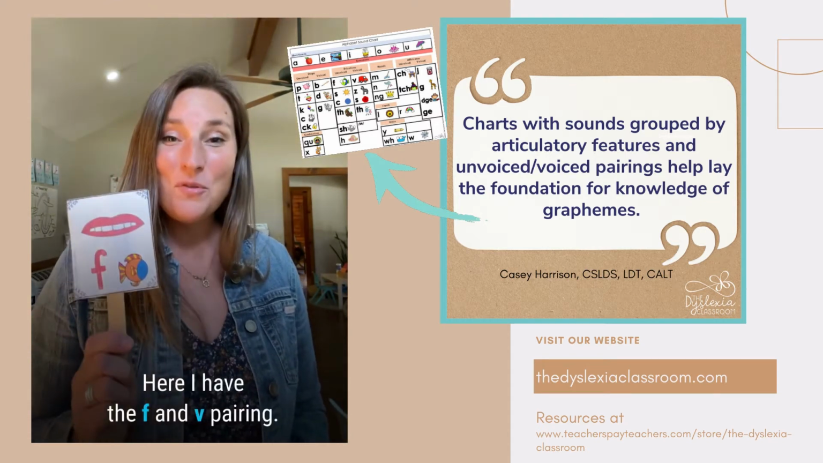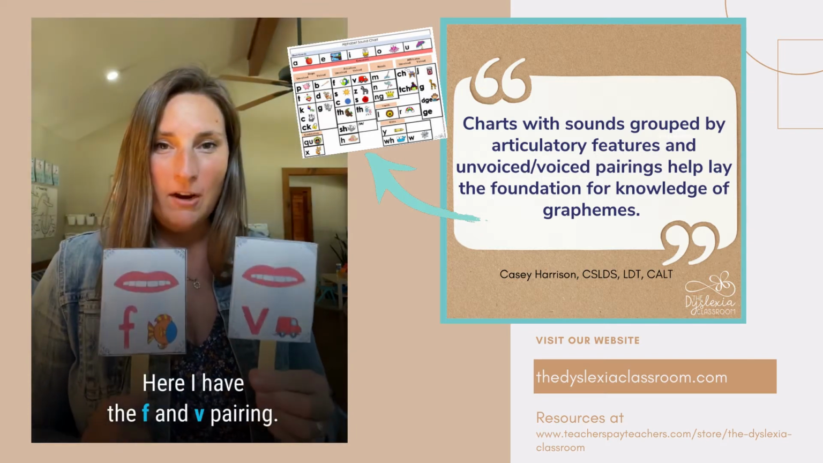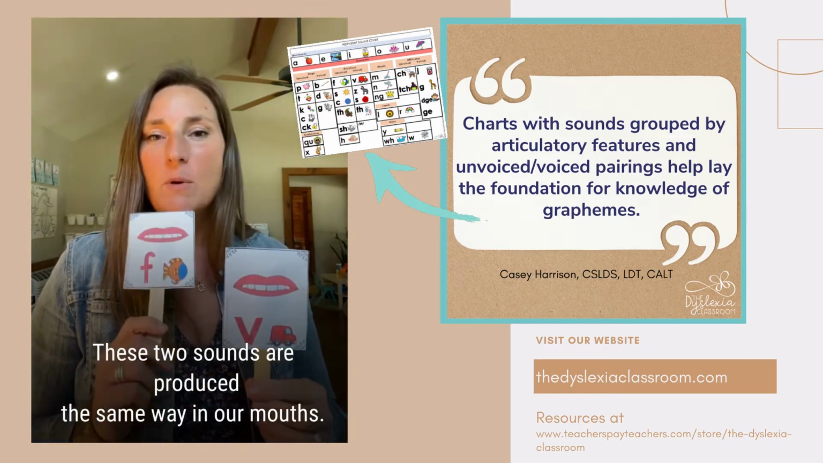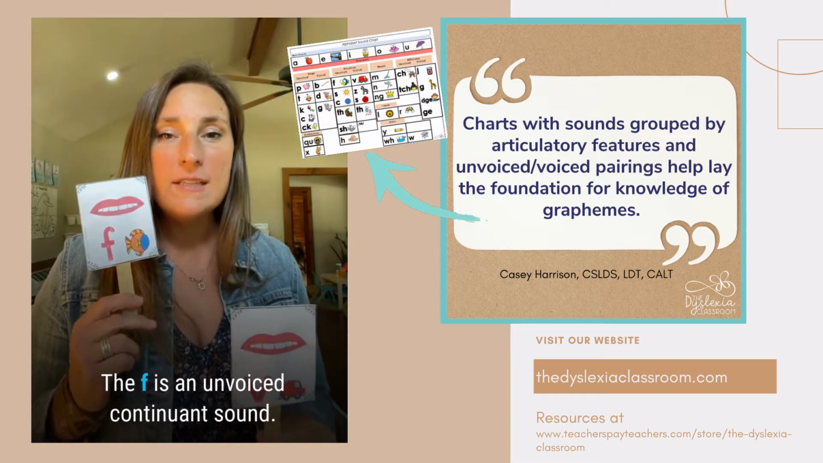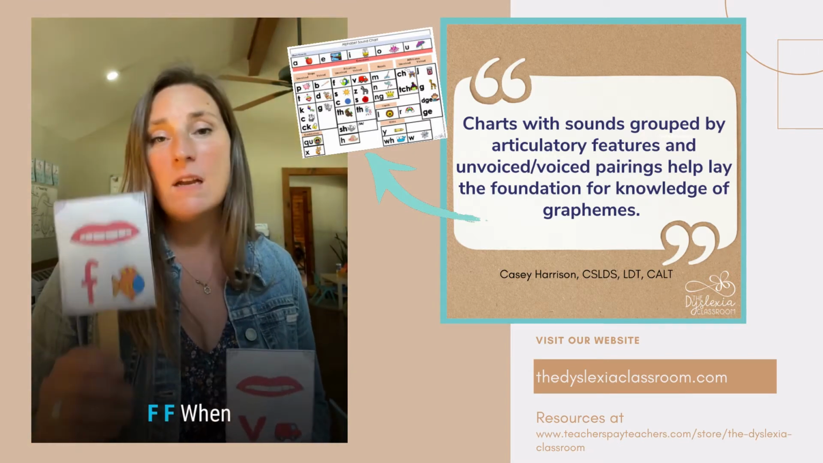So here we have f and v as a pairing. These two sounds are produced the same way in our mouth. The f is unvoiced and it's a continuous sound. I can continue to say it.